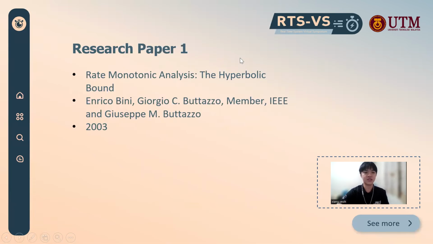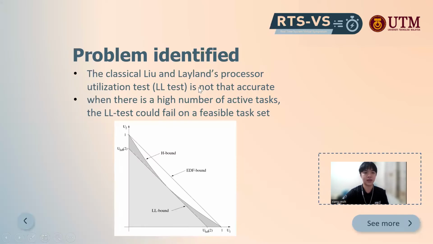This is the first research paper that I found, which is Rate Monotonic Analysis: The Hyperbolic Bound. In the paper, the problem identified is that the classical Liu and Layland's processor utilization test is not that accurate. This test is the formula that we have included in the introduction. When there is a high number of active tasks, the test could fail on the feasible task set.